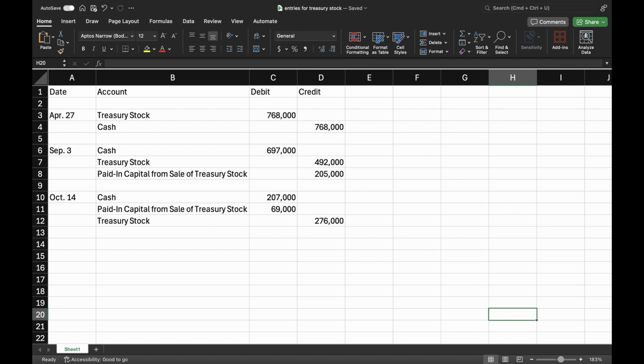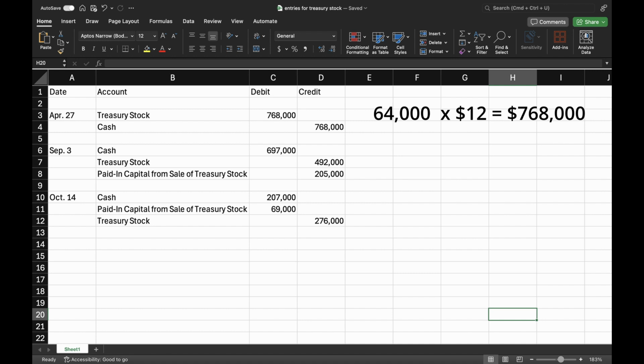First, for the entry on April 27th, put the date, then put the two accounts that are being affected, which are the Treasury stock account and the cash account. The Treasury stock account goes on top because this account is increasing and is debited when a company reacquires shares. To find the amount this account is being debited for, you must multiply the total amount of shares by the amount the company purchased them at. So in this case, you would multiply 64,000 shares by $12, which comes out to be $768,000, which you put in the debit column.